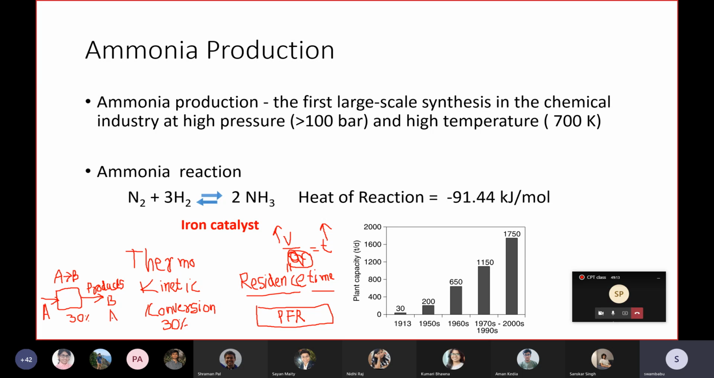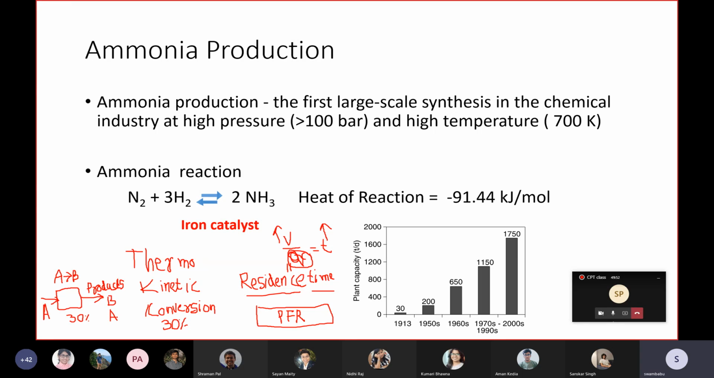So what do we need to do immediately after the reaction if we want to enhance the profit? When will you get more profit? When you utilize A more, right? A is the reactant and B is the product. If A is not fully converted, what will happen? We are wasting A, right? Am I right?